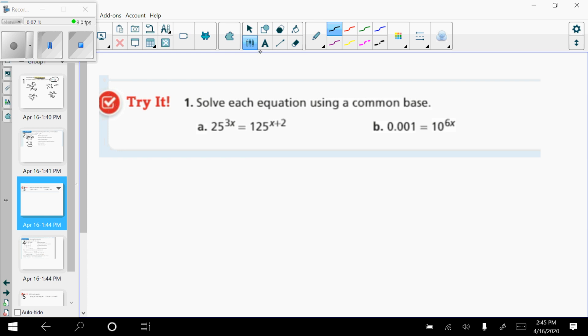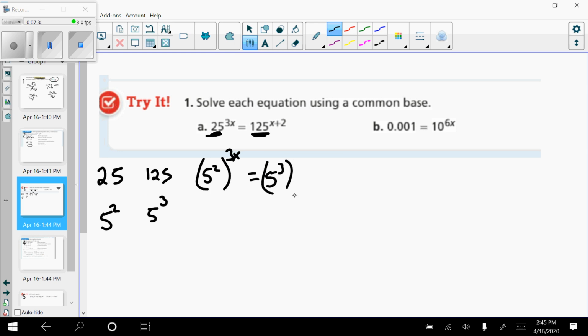You should have unpaused now. You should have tried this and see what you got. Both of these need to change base because I can't make a 25 become a 125, and I can't make a 125 become a 25, but I can make a 25 become 5 squared, and I can make a 125 become 5 cubed. And so I can rewrite this as 5 squared, that replaces a 25 to the 3x. And that's supposed to equal 5 cubed, which replaces this to the x plus 2.